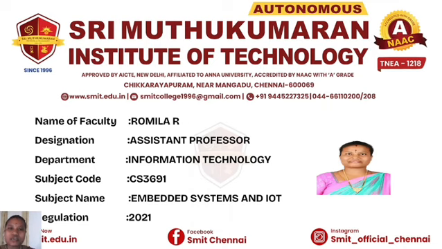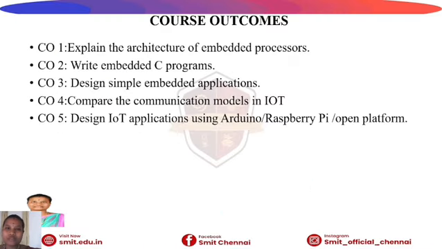Regulation is 2021. Our course outcomes of Embedded System and IoT: CO1, understand and explain how embedded processors are structured and how their internal components work. And CO2 is write embedded C programs. It means develop programs using the C language specifically for embedded systems.